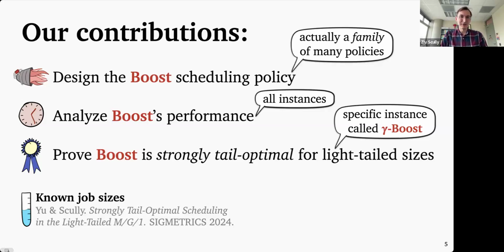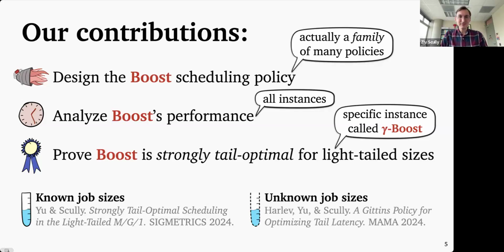You could also say, okay, well, what if I don't know the job sizes? This is a very realistic setting. In preliminary work, which we're going to present at the MAMA workshop at Sigmetrics in less than two weeks, we're going to show preliminary work on an unknown size version of gamma boost. And a small spoiler alert, it turns out gamma boost is secretly a version of the Gittins index policy, but with some weird twists. So more on that later, perhaps mostly during questions, because I think we're going to have lots to talk about with just known sizes.